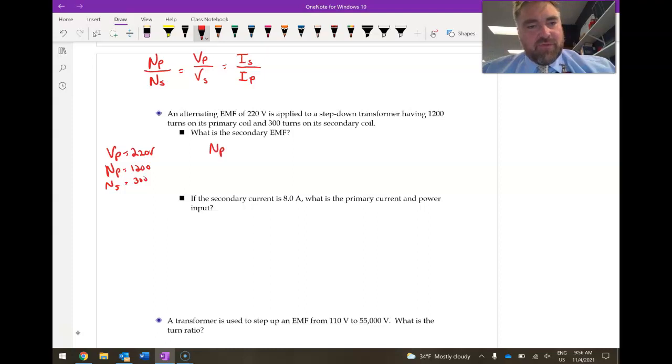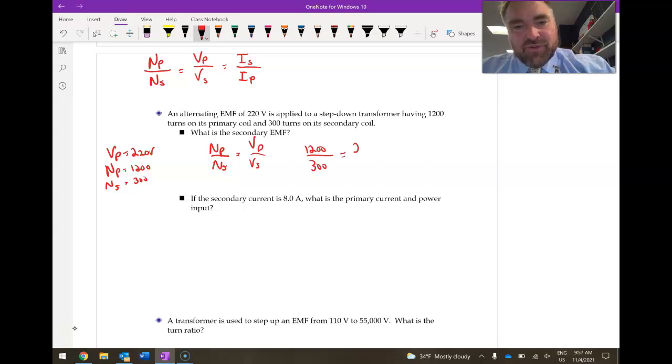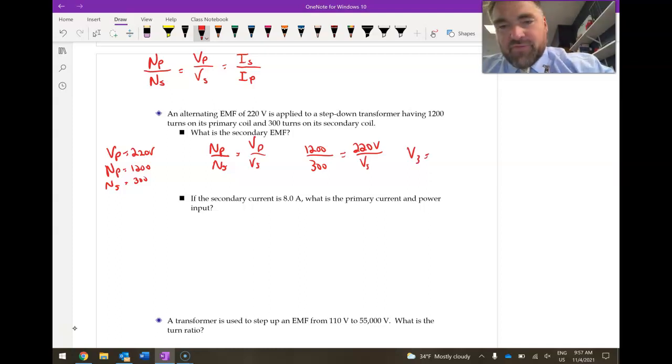So if I go NP over NS, that's going to be equal to VP over VS. And so my NP, that's 1200. NS is going to be 300, and that's going to VP, which is 220 volts, and I'm trying to find my VS, and so my VS is going to end up equaling 55 volts.